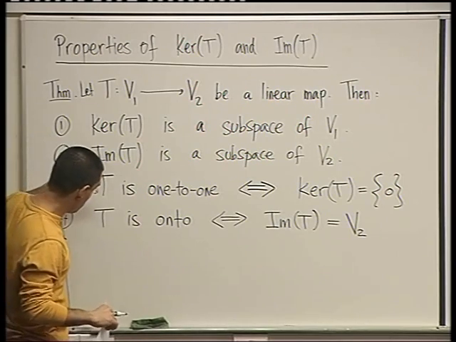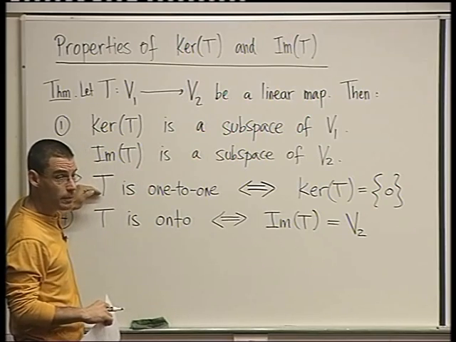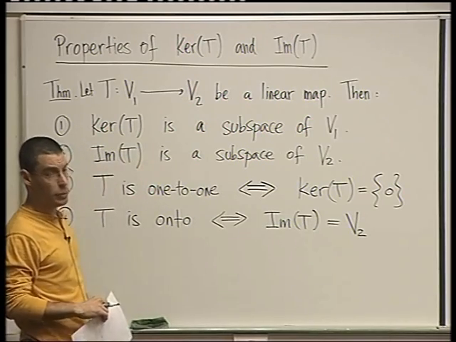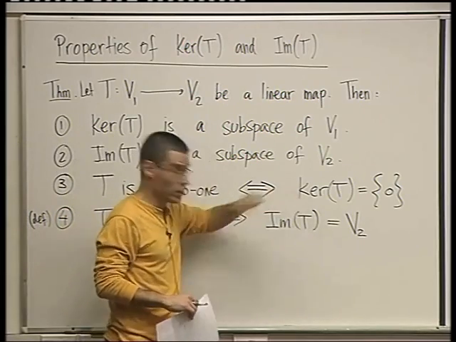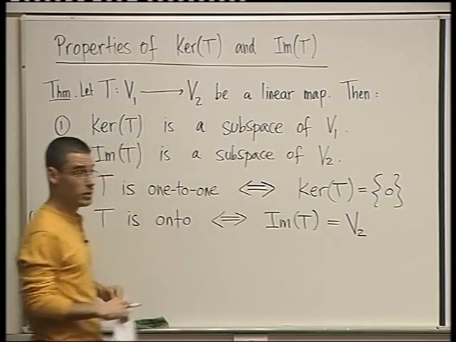So the first direction is, if T is a one-to-one function, then the kernel is trivial. Only zeros in the kernel. Second direction, if the kernel is trivial, then T is one-to-one.